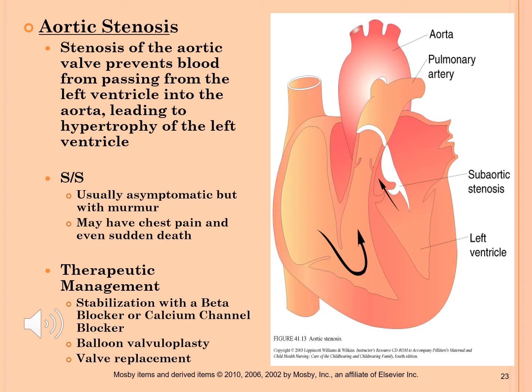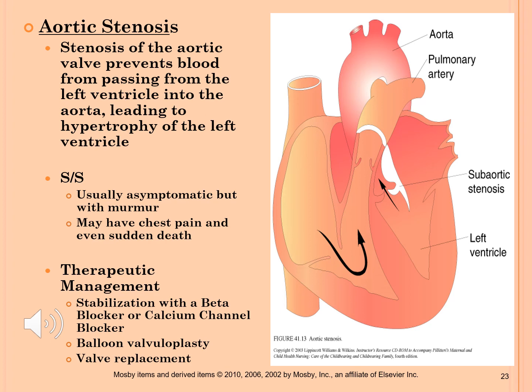The next defect we're going to talk about with obstruction to systemic blood flow is aortic stenosis, or AS. Again, part of acyanotic defects, there is a narrowing or a stricture of the aortic valve. So assessment-wise, they can have a murmur, they're going to have left ventricular enlargement over time, they might complain about chest pain, and they're going to have lowered cardiac output.